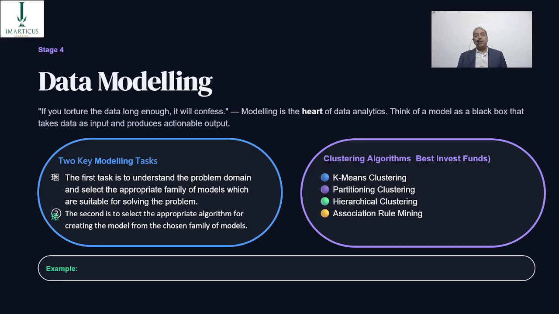So, we have divided this into two major tasks. The first task is to understand the problem domain and select the appropriate family of models that is suitable for solving the problem on hand. And the second task is to select the appropriate algorithm for creating the model from the chosen family of models. Right? So that is your stage 4, data modeling, selection of models.